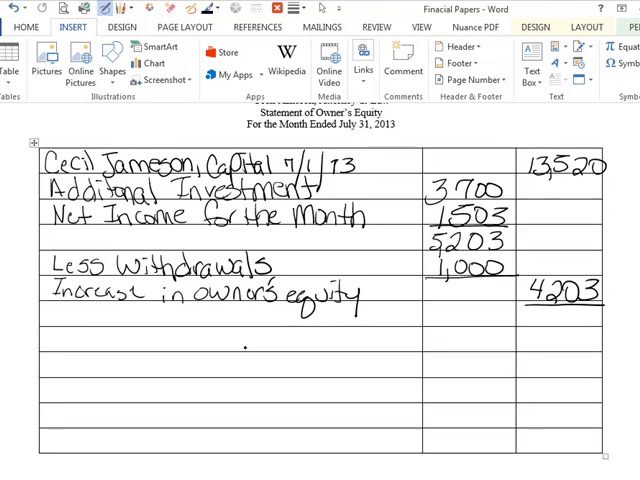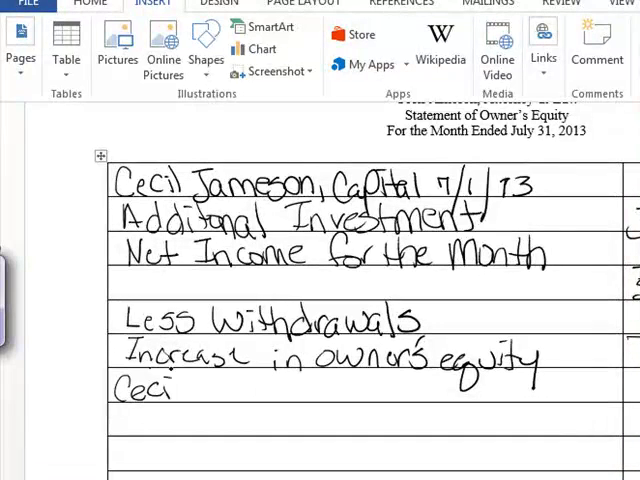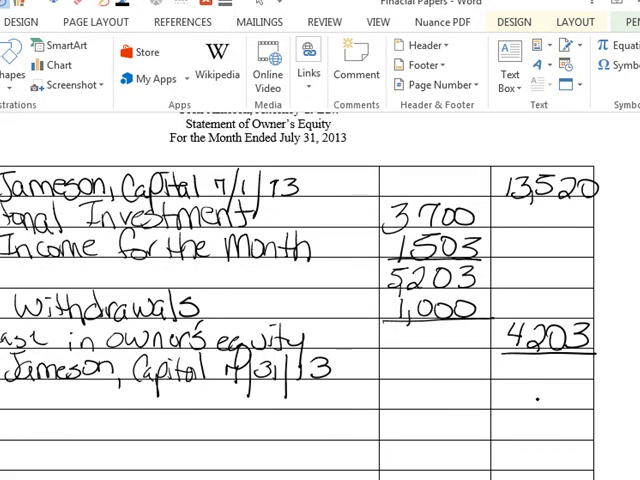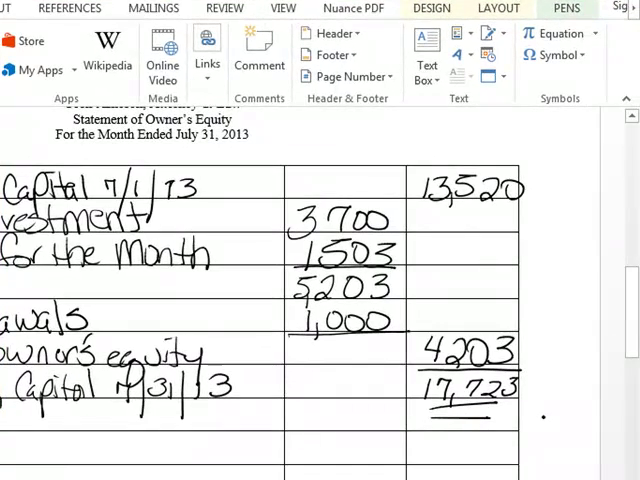Now we need to determine what the ending capital is. We're going to take the beginning capital, add in or take away the increase or decrease in equity to determine the ending capital. So we're going to write Cecil Jameson capital as of 7/31/13 is now $17,723, and we're going to double underline it. Double underline tells me as an accountant that that is the final balance that I'm looking for. All right, so Cecil Jameson's equity increased for the month by $4,203, bringing his ending capital to $17,723. This particular total is going to go to the balance sheet.